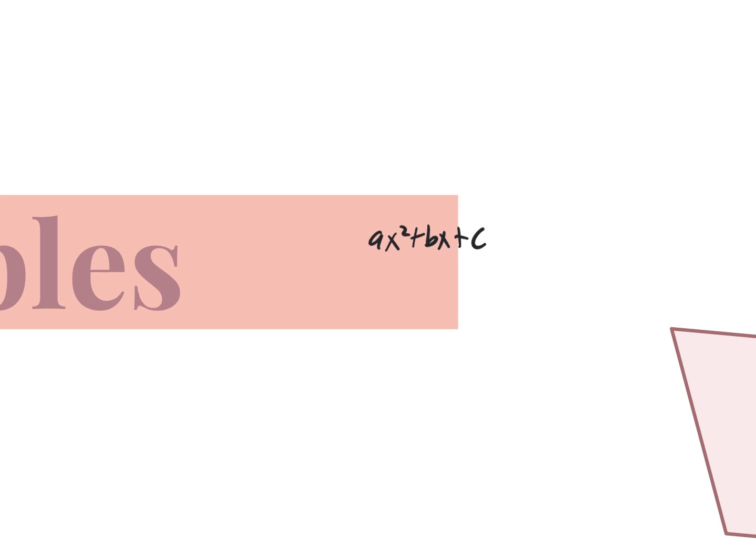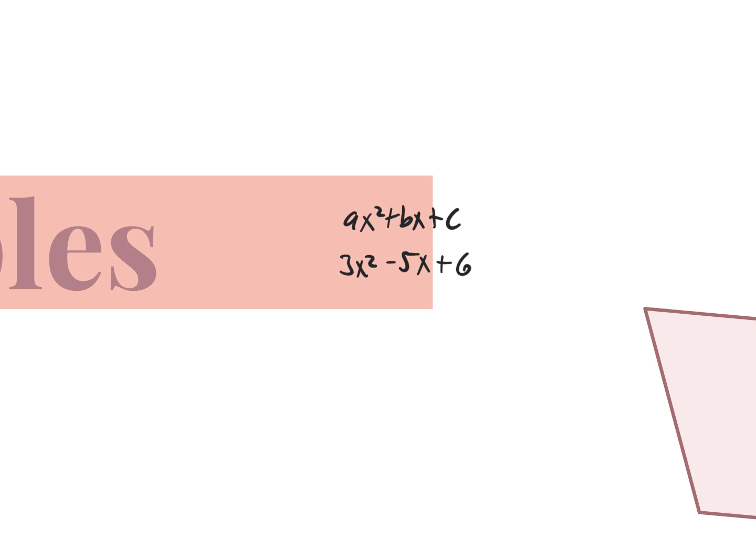So something like 3x squared minus 5x plus 6, that's something in standard form. But something that's also in standard form is something like negative 4x squared plus 3. This is also in standard form because our exponents are in decreasing order. We have our x squared first and we have our constant second.